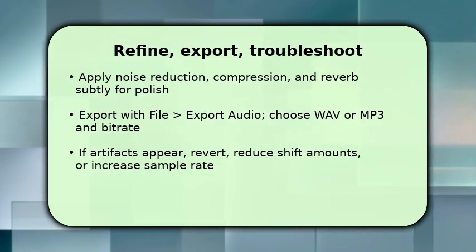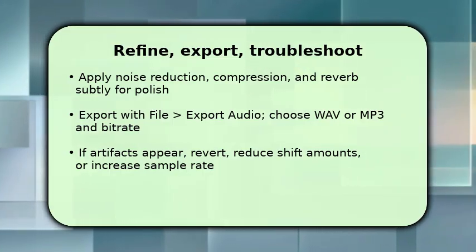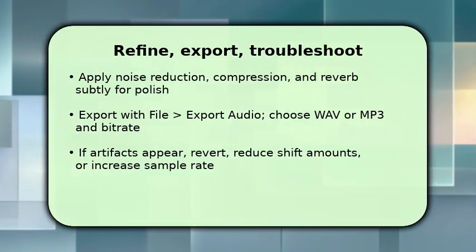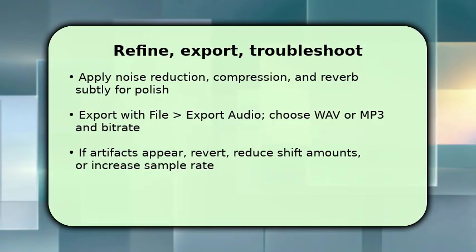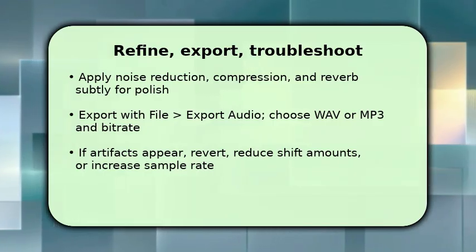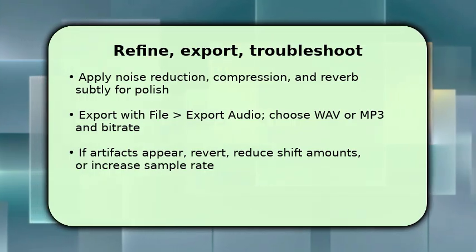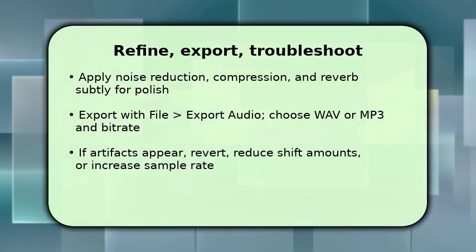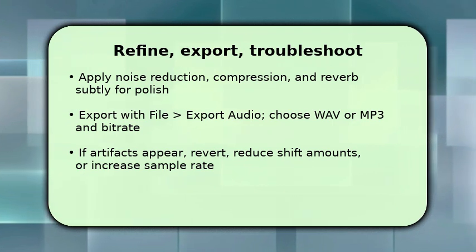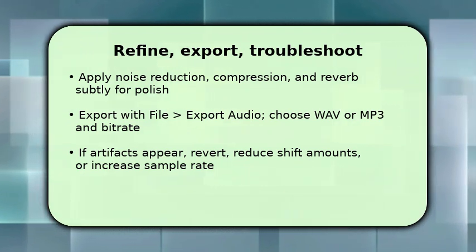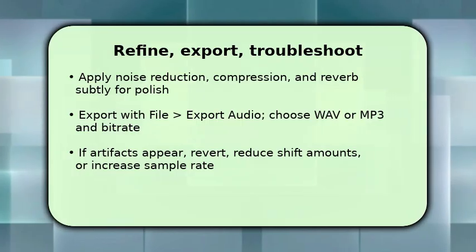Once satisfied, export via File, Export Audio, and choose format and bitrate, WAV for lossless or MP3 for distribution. If you hear artifacts or metallic tones, undo the last effect, reduce the pitch or formant shift, or increase the sample rate and reprocess. Often lowering effect intensity fixes most problems quickly.